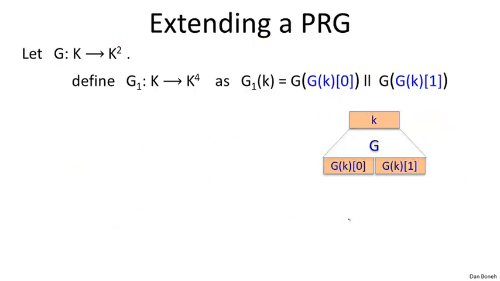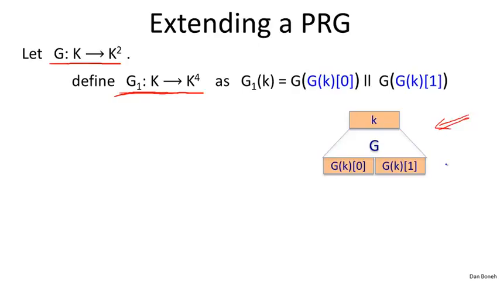Well, let's see if we can make progress. The first thing we're going to do is, again, start with a PRG that doubles its input. Let's see if we can build a PRG that quadruples its input. So it goes from K to the 4th instead of K squared. Let's see how to do it. Here we start with our original PRG that just doubles its input.